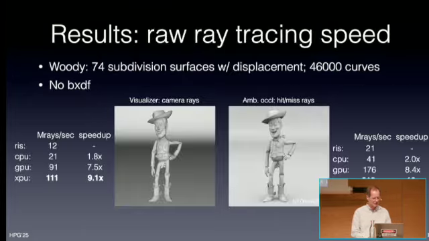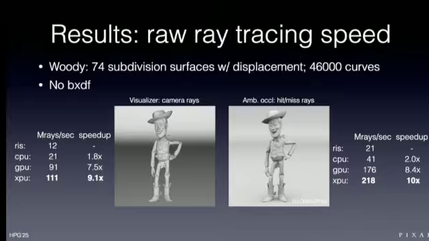So here's Woody. On the left, he's rendered with just camera rays, and the speed is 111 million rays per second, which is 9.1 times faster than our old renderer. On the right is ambient occlusion, and there we only care about hit or miss for each ray, so that actually is faster. So here we get 218 million rays per second, which is a 10x speed up compared to the old renderer.